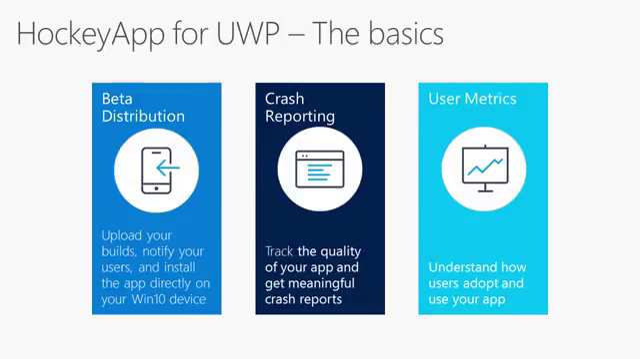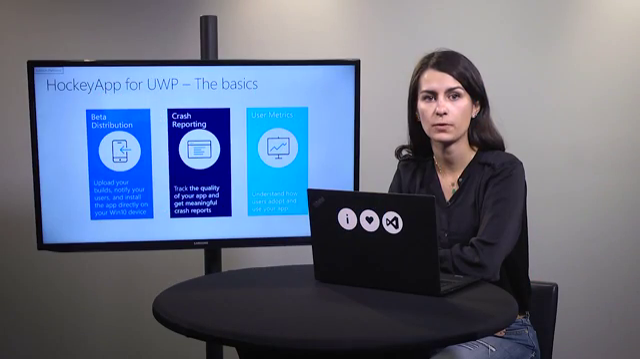Independent of beta distribution, HockeyApp helps you keep an eye on the quality of your app. More specifically, you can find out more details about crashes that might occur in your app, how many crashes, where, and why. HockeyApp also provides you with user metrics to help you understand how users adopt your app. You can track daily active users, monthly active users, new users, and sessions count.